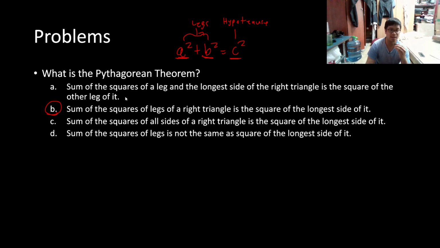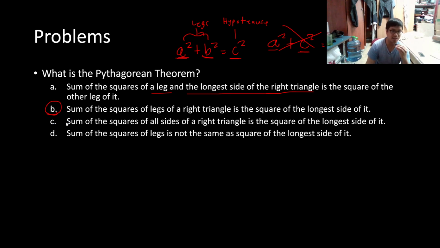It's not letter A, because letter A says the sum of the squares of a leg and the longest side is the square of the other leg. So let's assume that a is the leg given here. Then the sum of the squares of a leg and the longest side of the right triangle means a squared plus c squared, and the square of the other leg is b squared. So this is not the Pythagorean theorem, because we know that c is the hypotenuse, and a and b are the legs. So this is not correct.